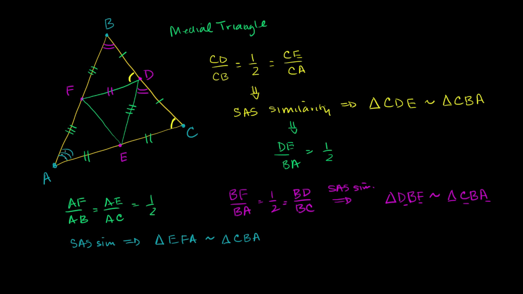And so the ratio of all of the corresponding sides needs to be 1/2. So the ratio of FE to BC needs to be 1/2, or FE needs to be half of that, which is just the length of BD. So this is just going to be that length right over there.